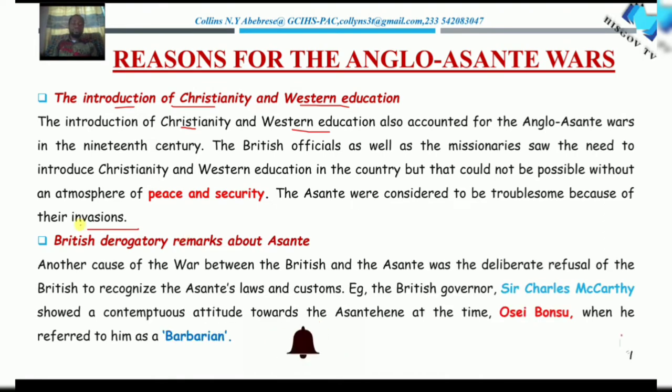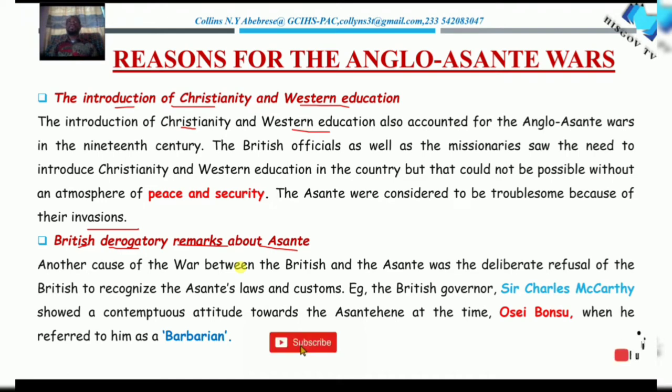The next reason for the constant battle between the British and the Asante was the British derogatory remarks about the Asante Hene. You know, Asantes have this tradition that you don't talk ill about their king, the Asante Hene, or even the Asante nation in general. And if you do, they will attack you.